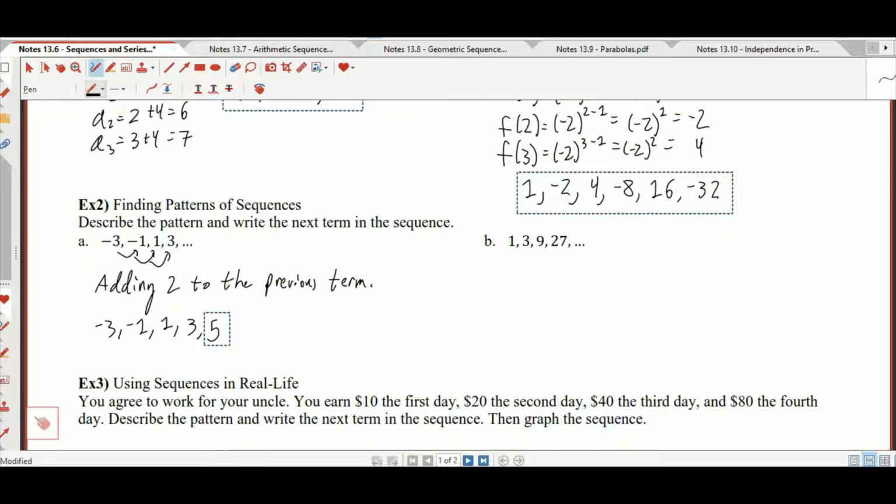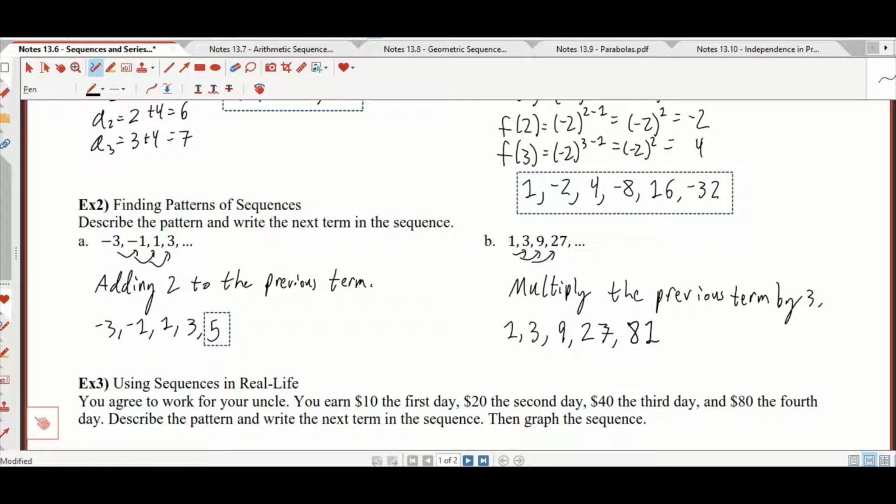1, 3, 9, 27. What's happening here? I added 2, I added 6. It's not working. So what do you see? Yeah, multiply the previous term by 3. So this would go 1. 1 times 3 is 3. 3 times 3 is 9. 9 times 3 is 27. A weird-looking 27. And 27 times 3, is that 81? It sure is. Yay! And 81 is the next term in the sequence.